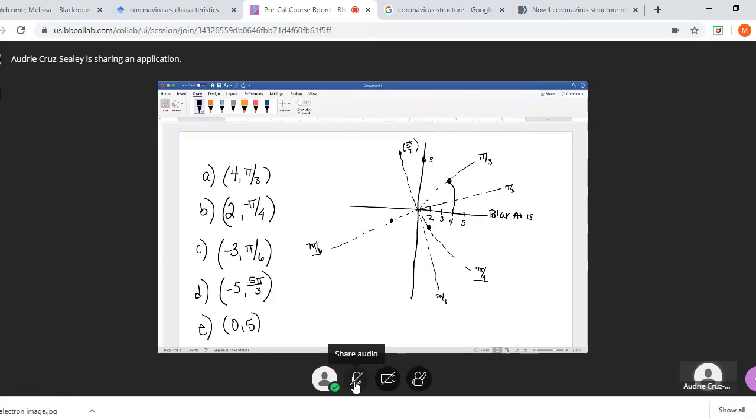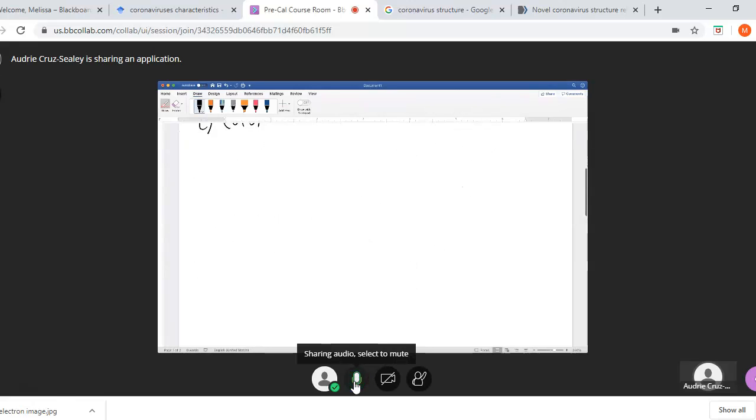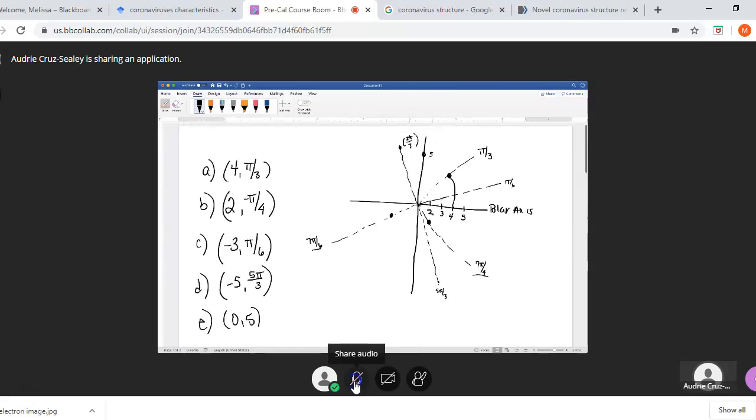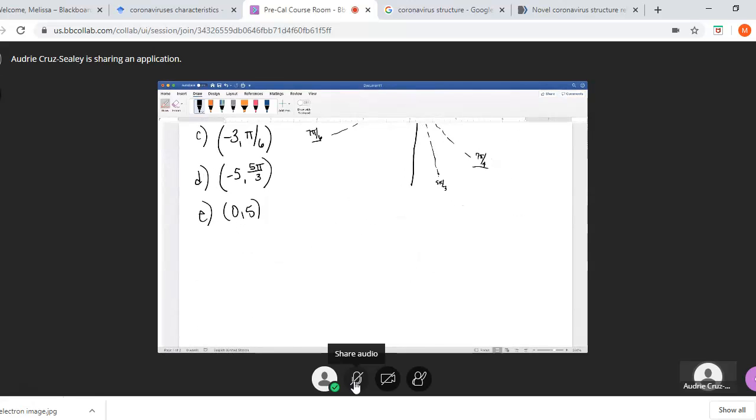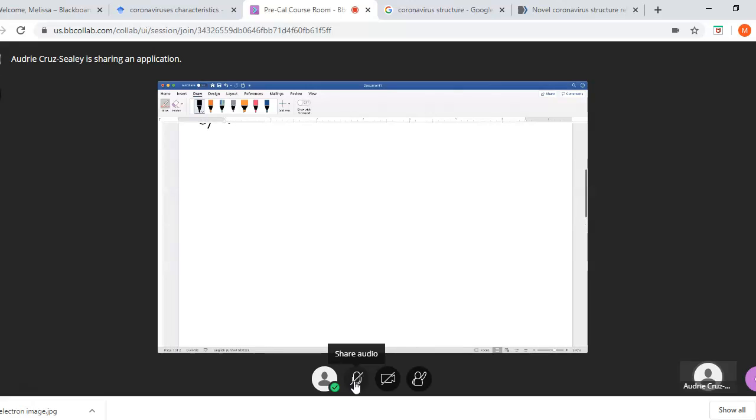How are we plotting the points? Are we okay? Because I'm about to make it a little bit harder. Okay. Let's go to example 2. Yes, that's at pi halves. Okay. So let's go to example 2. Example 2 says, I want you to give me 2 other polar coordinates that represent this point, one where r is greater than 0 and one where r is less than 0. I'll help you with the first one.